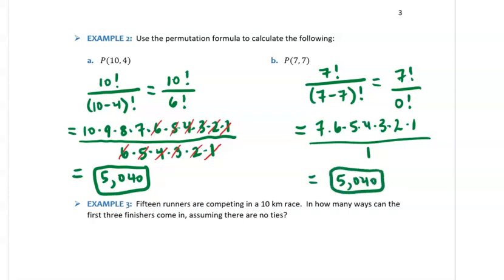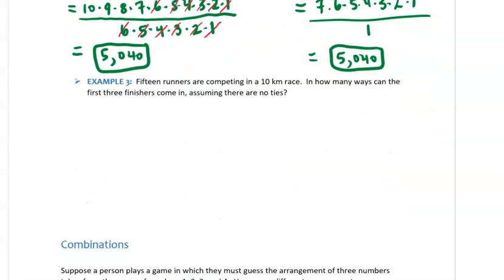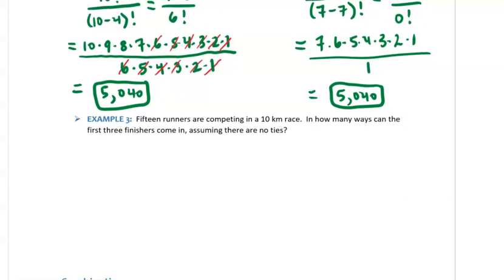Notice how we got the same result in part A and part B, and these are different factorials. So this shows that different factorials can produce the same output. Example 3. 15 runners are competing in a 10K race. In how many ways can the first 3 finishers come in, assuming there are no ties?